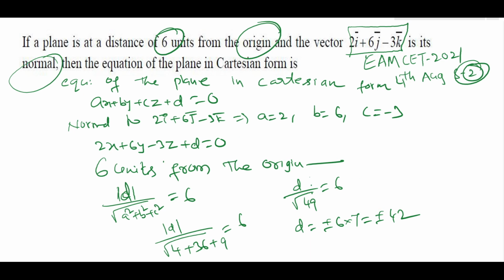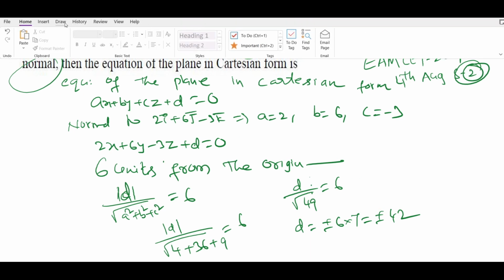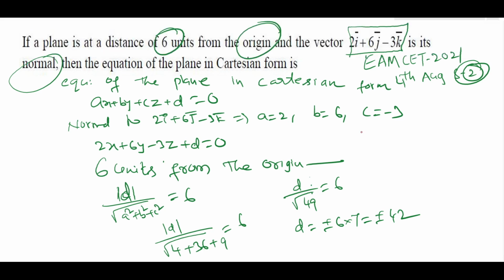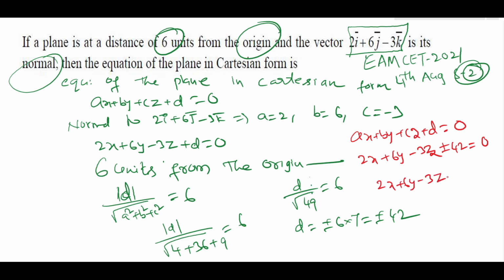So substituting this d value in the given plane equation, ax plus by plus cz plus d is equal to 0, that is 2x plus 6y minus 3z plus or minus 42 is equal to 0. Now the required answer is 2x plus 6y minus 3z minus 42 is equal to 0. This is given in the options. This is the correct answer.